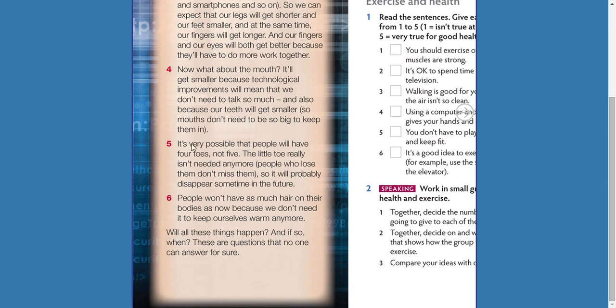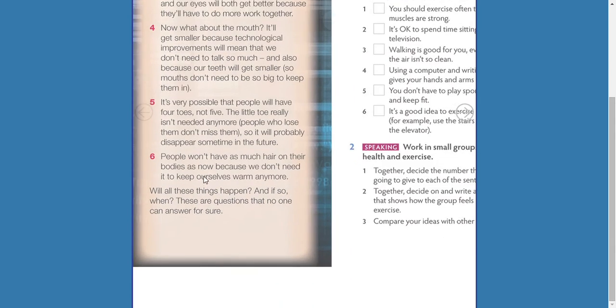Number 5. It's very possible that people will have four toes, not five. Remember, in our hands we have fingers. In our feet we have toes, five toes. The little toe really isn't needed anymore. People who lose them don't miss them. So, it will probably disappear sometime in the future. Number 6. People won't have as much hair on their bodies as now because we don't need it to keep ourselves warm anymore.